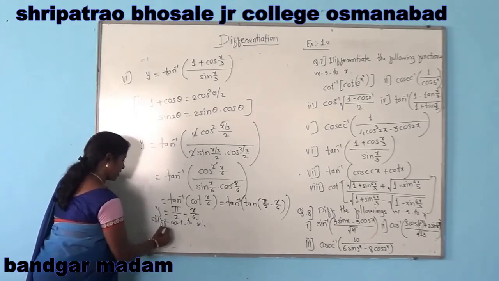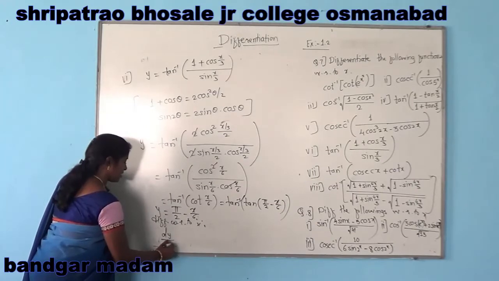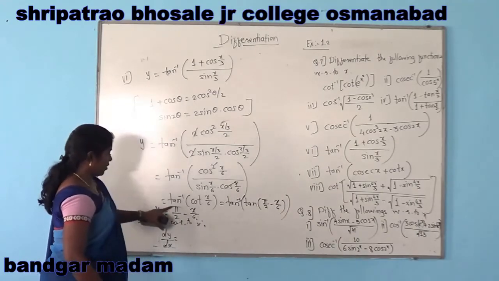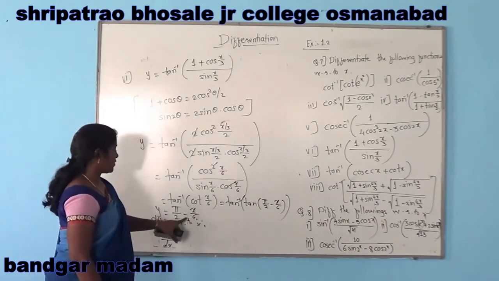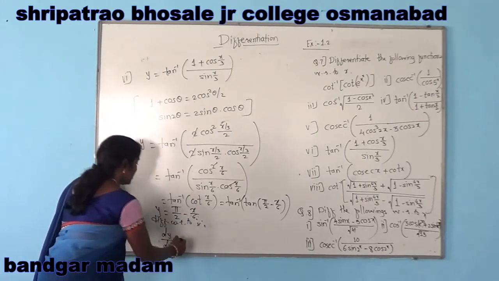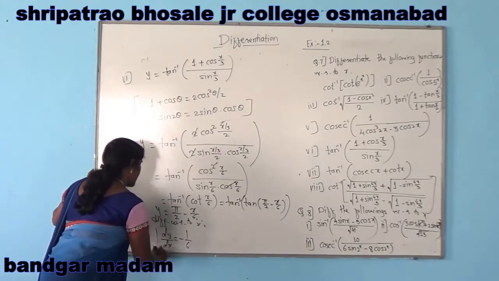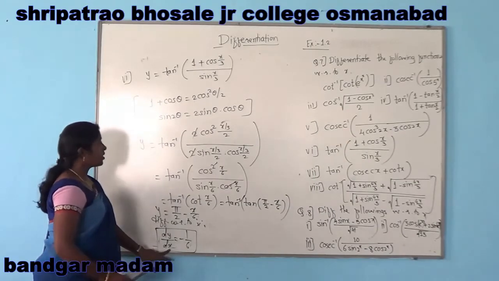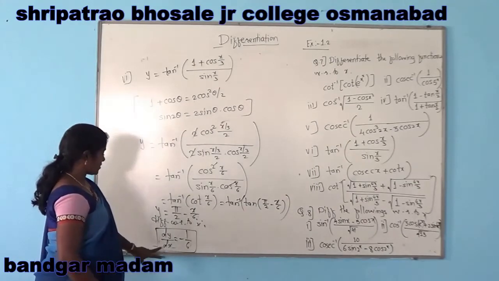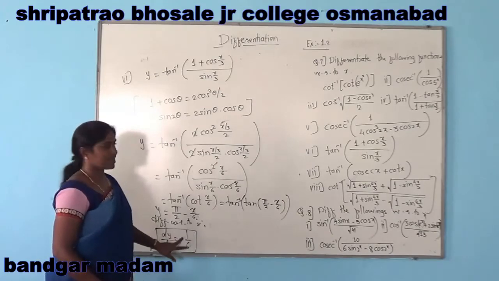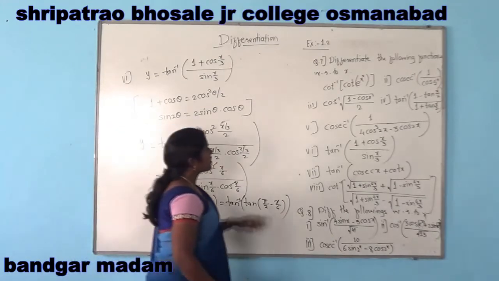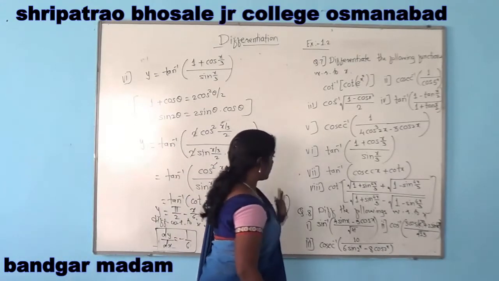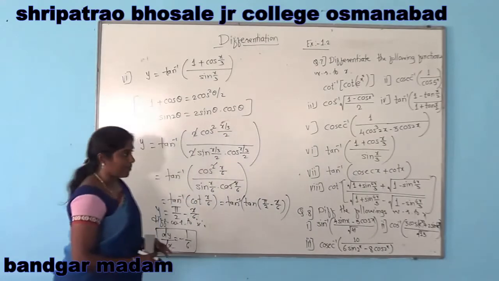Differentiating with respect to x, we get dy by dx is equal to derivative of pi by 2 is 0, derivative of minus x by 6 will be minus 1 by 6. Derivative of x is 1. So we get the answer dy by dx is equal to minus 1 upon 6. This is our 6th example. Now we are going to solve the 7th example.